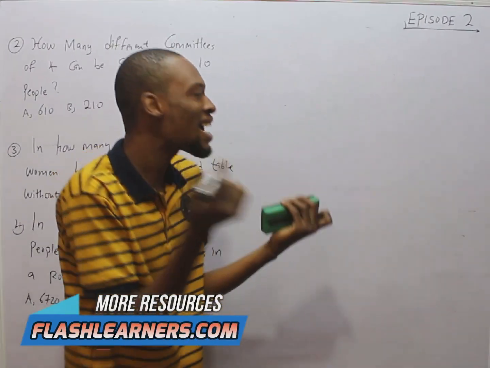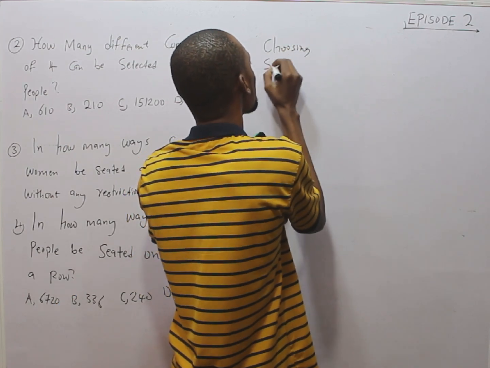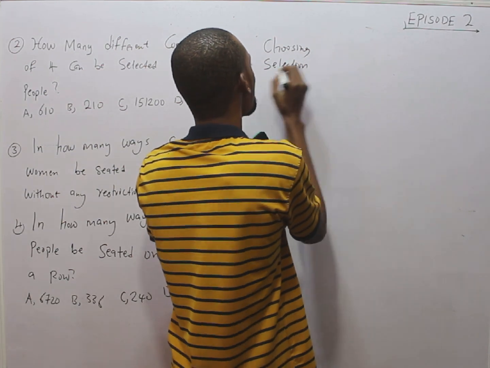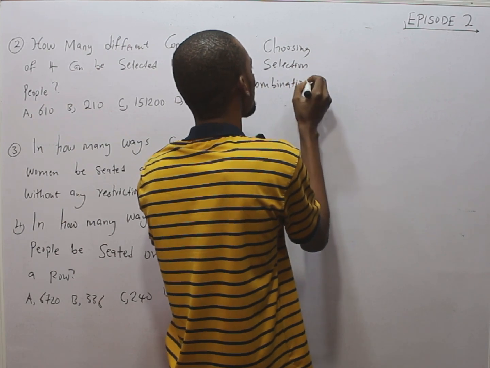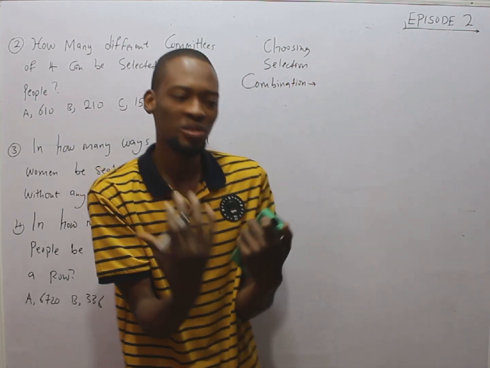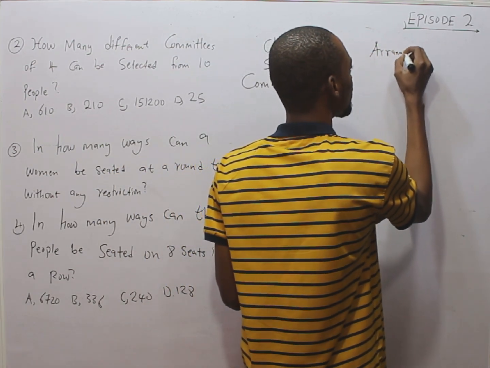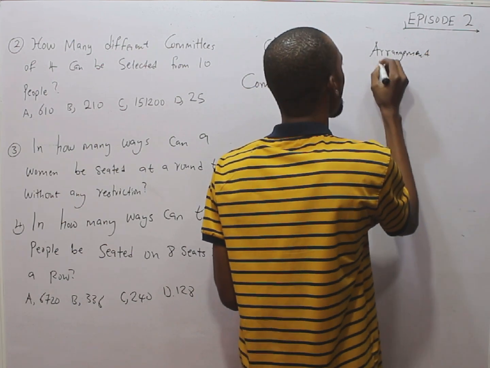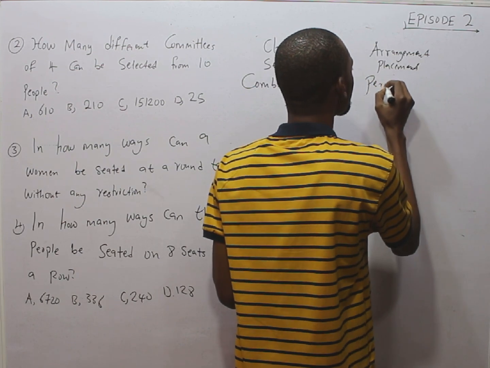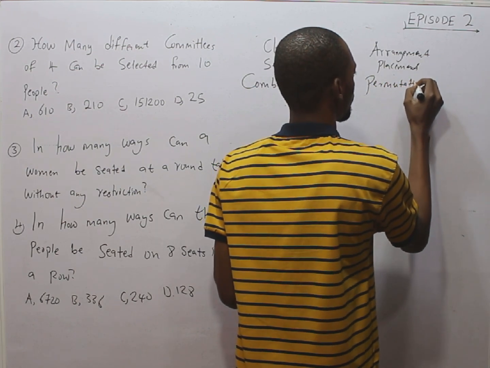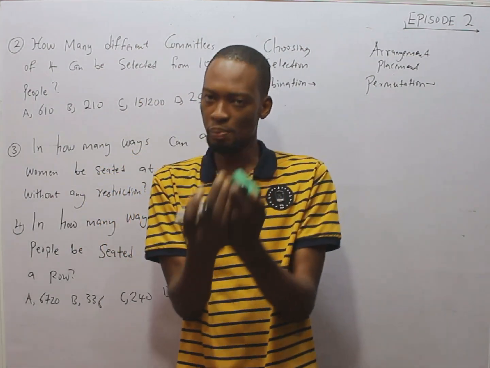When the question has to do with choosing or selection, we are dealing with combination. When the question has to do with arrangement or placement, we are dealing with permutation. And in permutation, order is very, very important.